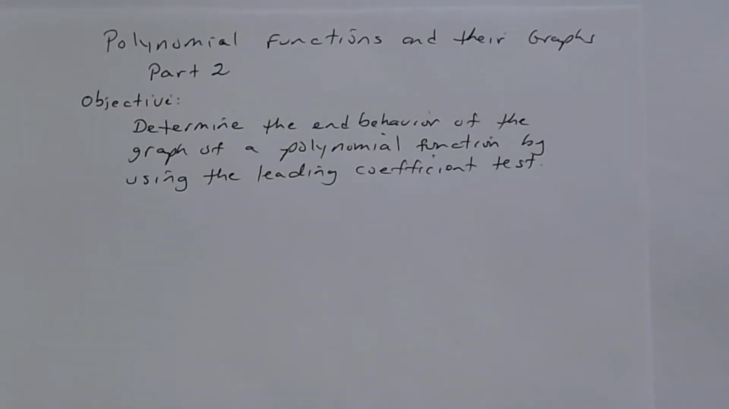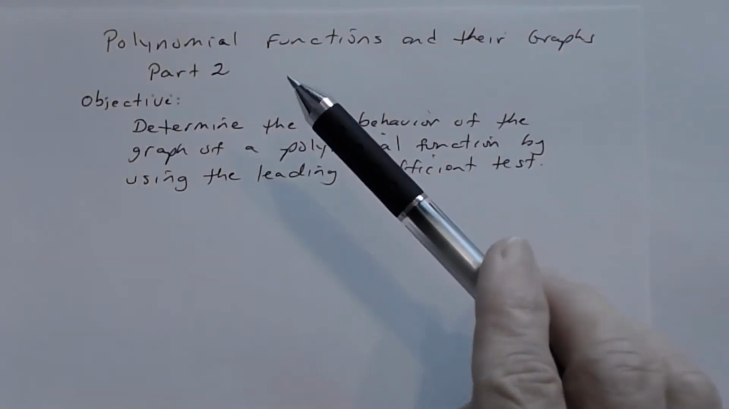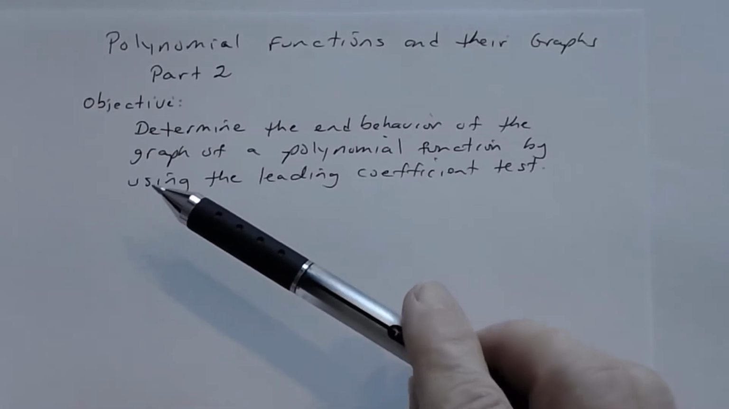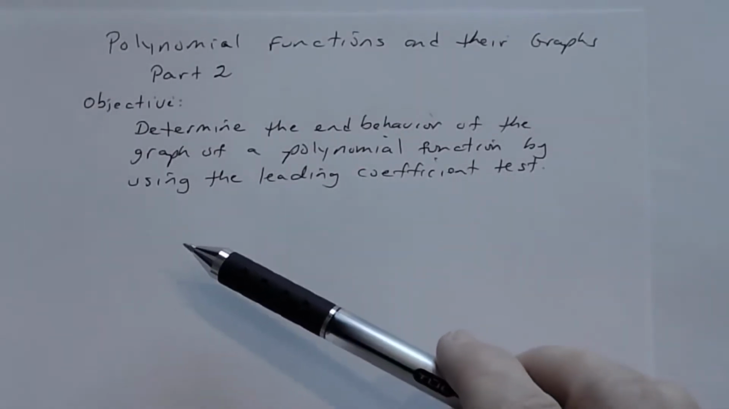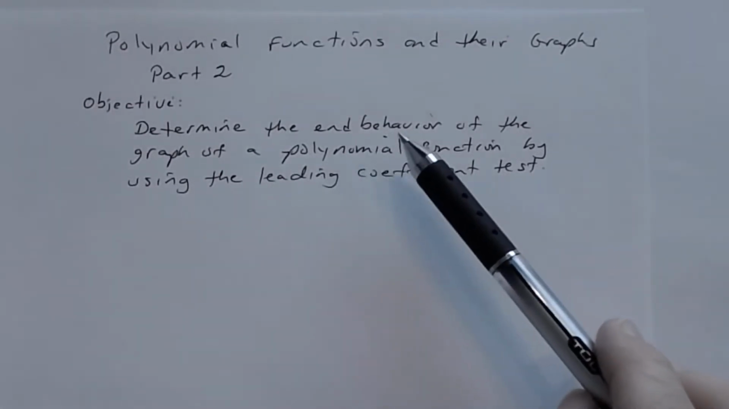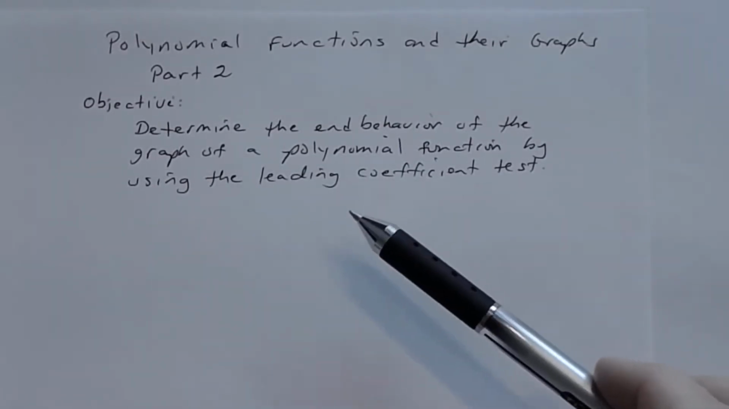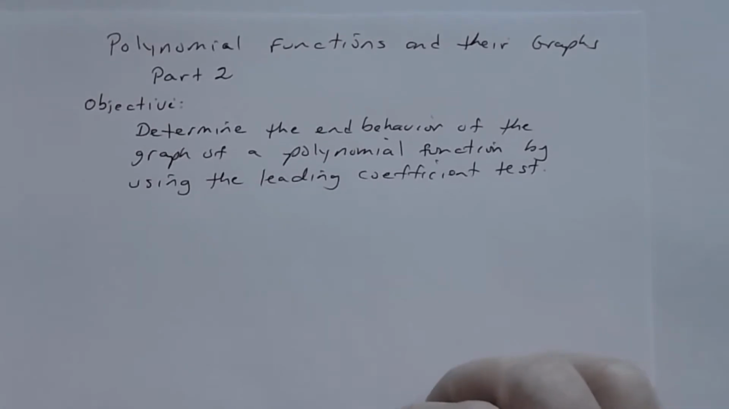Okay, so we're going to continue our study on polynomial functions and their graphs, and this is going to be part 2 of our lessons dealing with polynomial functions. Now, in this objective, basically we're interested in determining the end behavior of the graph of a polynomial function, and we're going to do this by using the leading coefficient test.